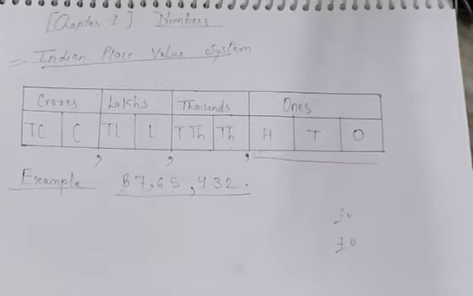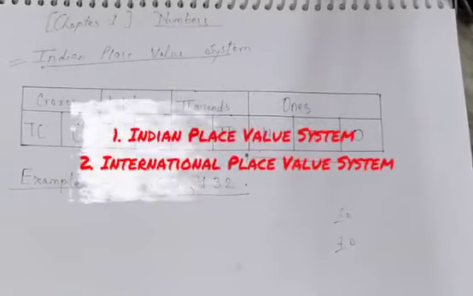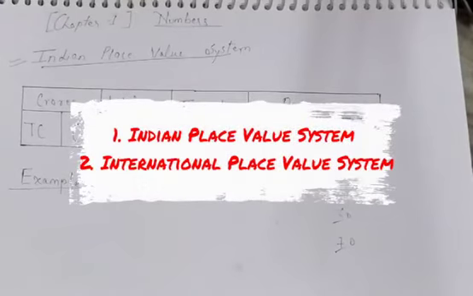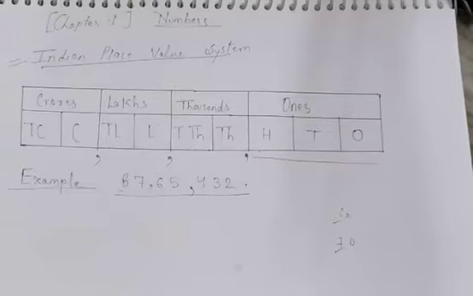So today we will do the revision of chapter 1, that is numbers. Before starting this chapter we need to know what a number system is. As you know, to know the place value of any digit in a number, we must know the number system. There are two number systems: first the Indian place value system, and second the international place value system. So let's talk about the Indian place value system first.